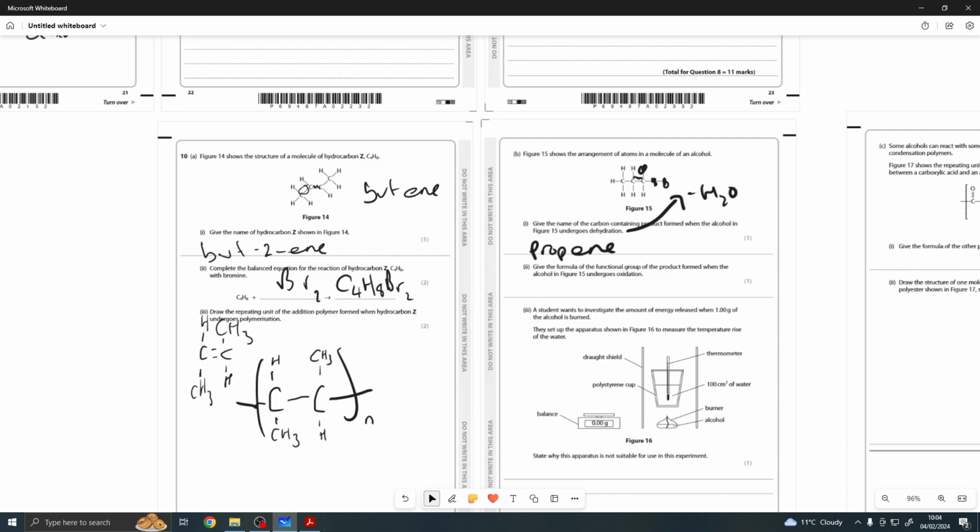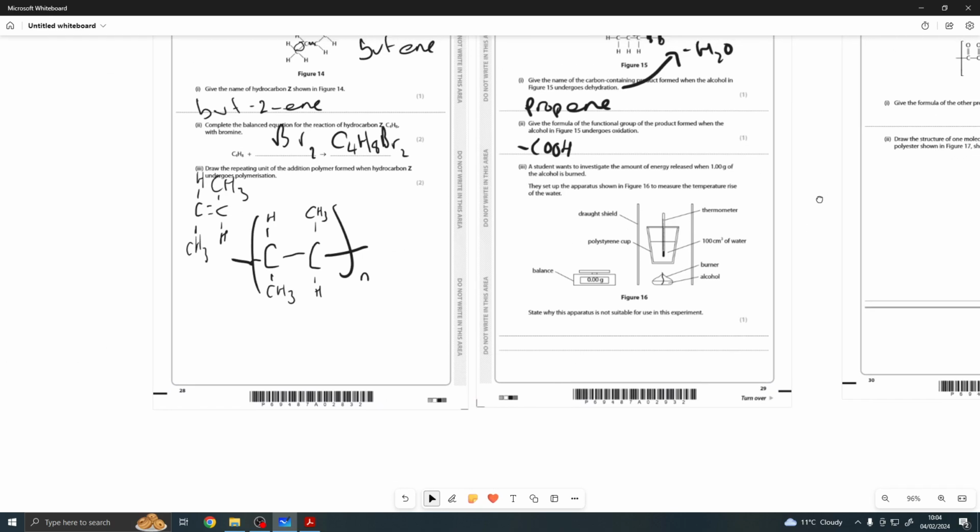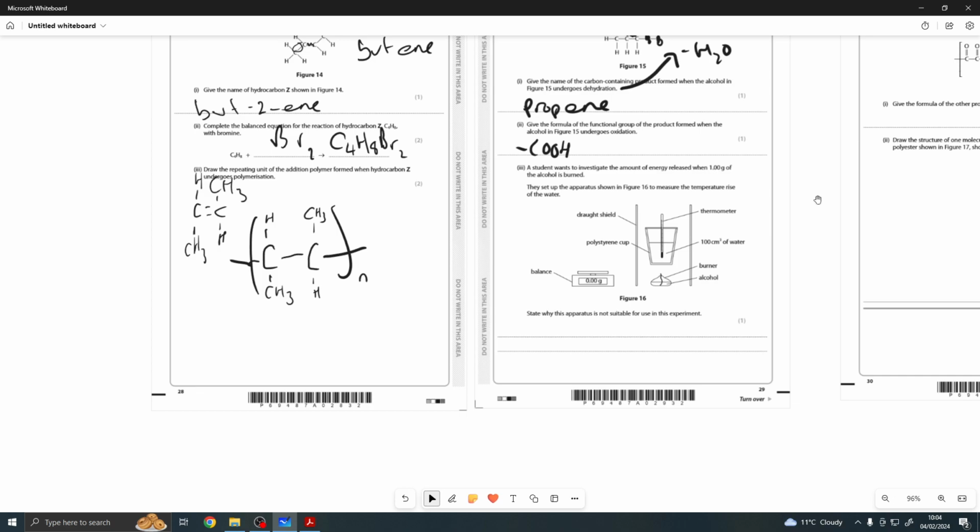Right, give the formula of the functional group of the product formed when the alcohol undergoes oxidation. So when you oxidize an alcohol, you end up with a carboxylic acid. Lovely. Nice. Next, it says, a student wants to investigate the amount of energy released when 1 gram of an alcohol is burned. They set up that apparatus. Explain why it's not suitable for the experiment.